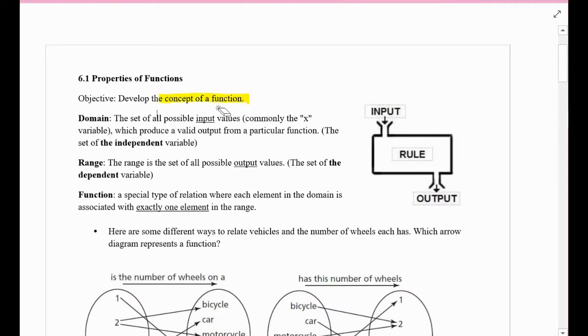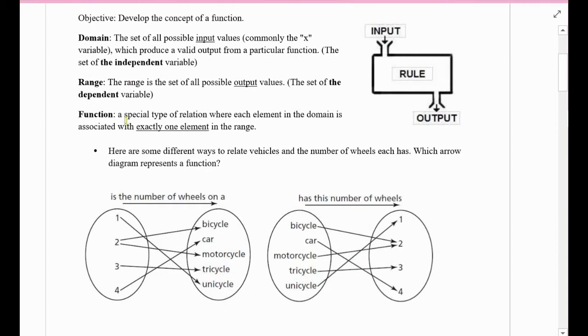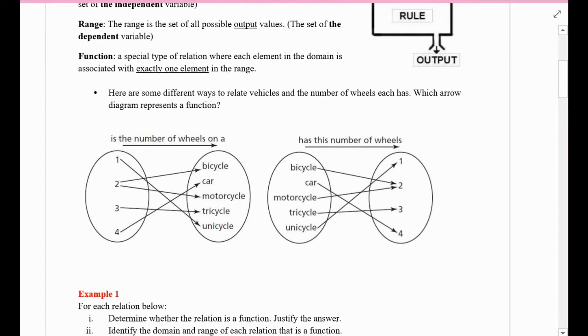Last class we learned what domain is and what range is. Domain is the set of all possible input values, and range is all possible output values. Okay, function. A function is a special type of relation where each element in the domain is associated with exactly one element in the range. I'm going to give you an example.